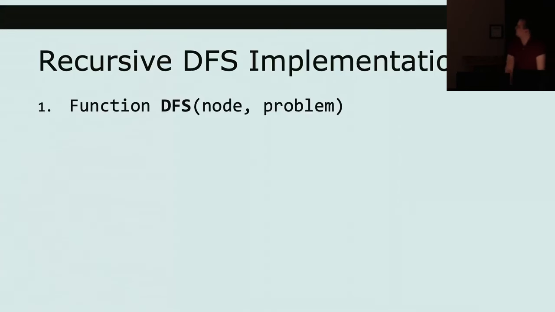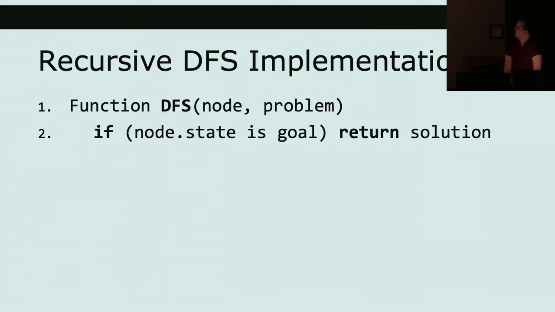And the reason I'm giving this is because I'm going to be talking about another algorithm, and that algorithm is much easier to implement as a recursive algorithm than trying to frame it in terms of the algorithm we just talked about. So this is depth first search. You take in a node and the problem description. This is the recursive function. If the state is goal, return solution.